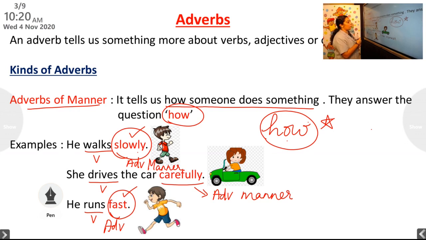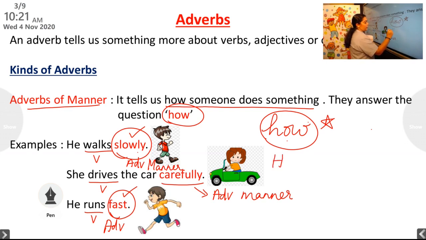I hope you understood how to find the adverb of manner. Always remember, you ask the question word how, and when you get an answer, that word is the adverb of manner.